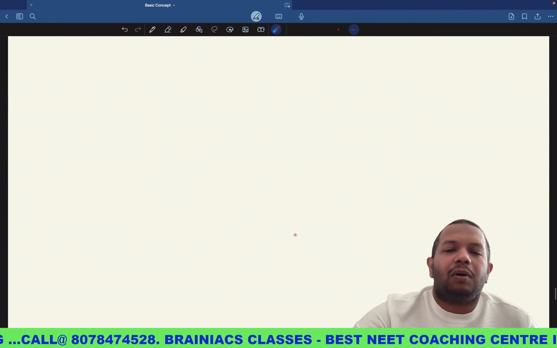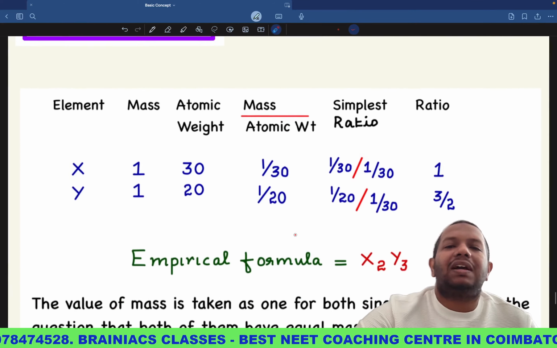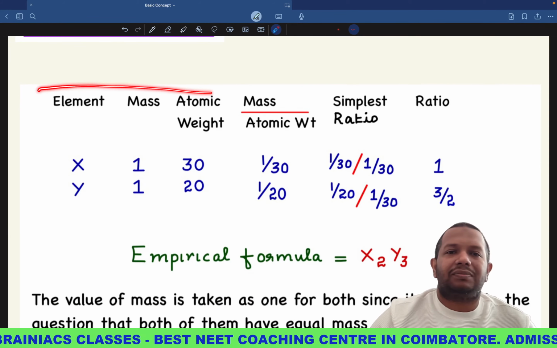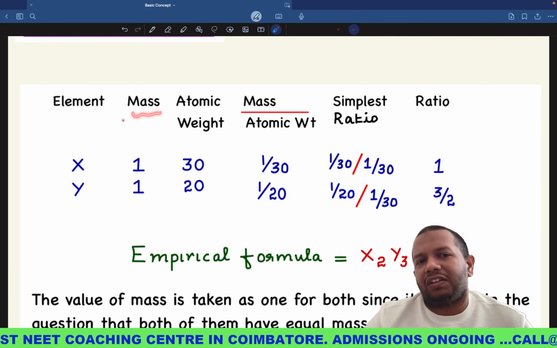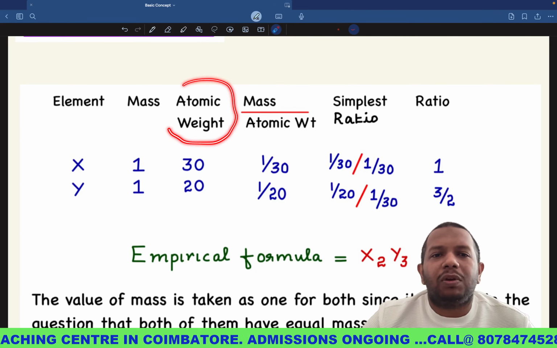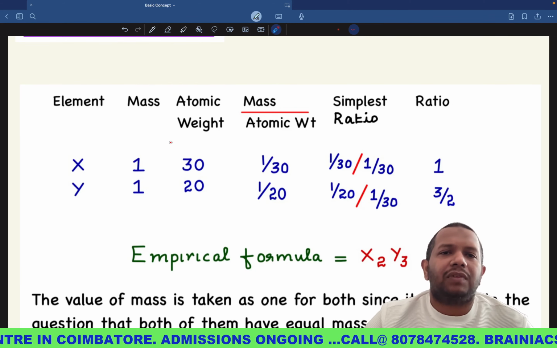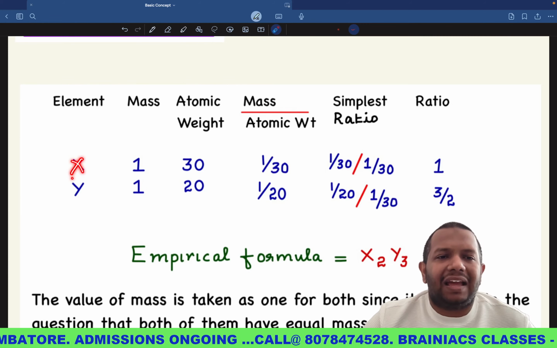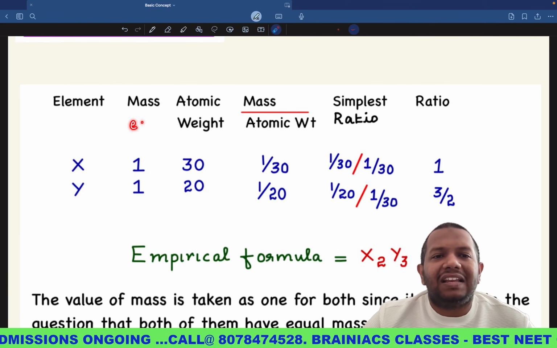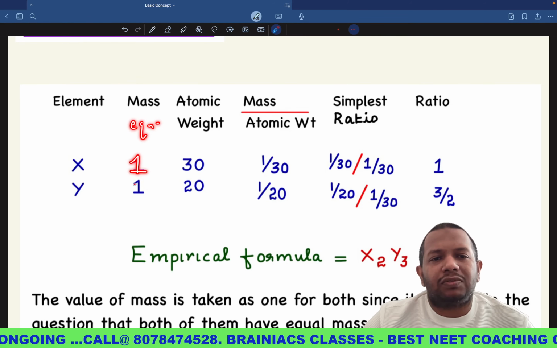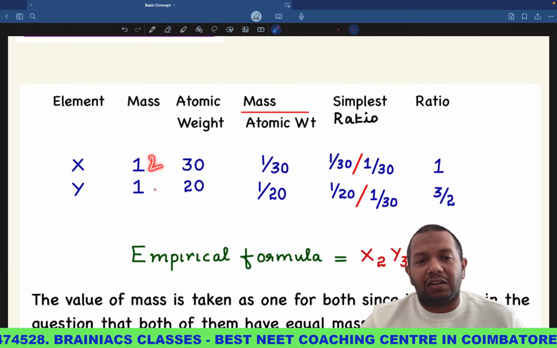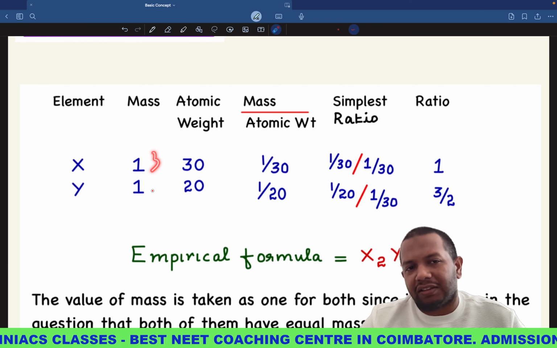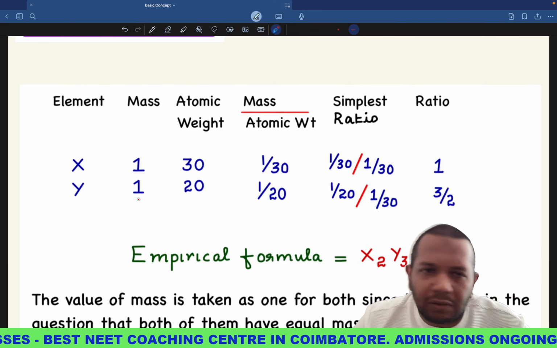In all these types of questions, what we do is we create a chart similar to this. In that, the element would be there, its mass, what is mentioned, would be there, then the atomic weight, it is mandatory, it should be there. So the elements are X and Y. The mass, they tell equal masses. So let us assume both of them are present in 1 unit. You can take it even 2, 3, but if you are taking 2 here, here also it should be 2. If you are taking 3 here, this should also be 3. That is the only thing.